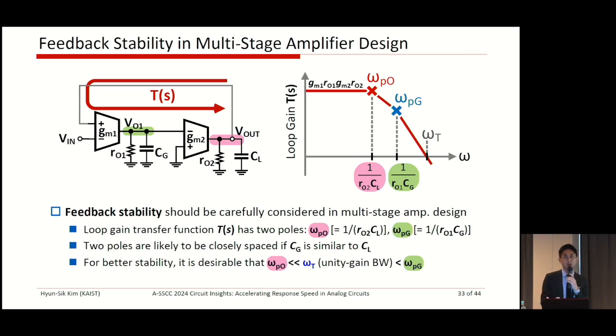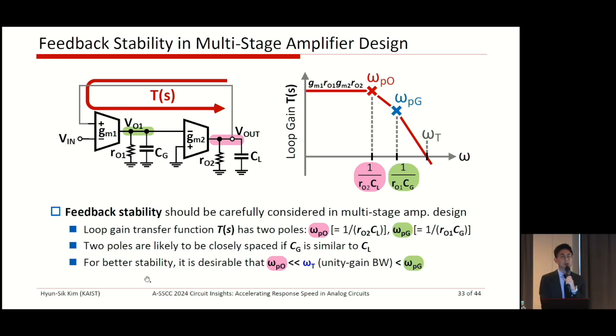Conventionally, the input capacitance is very high. Therefore, these two poles are very likely to be closely spaced, right? In this closely spaced two-pole case, the stability becomes lower. I mean, it is very hard to achieve sufficient phase margin, right?